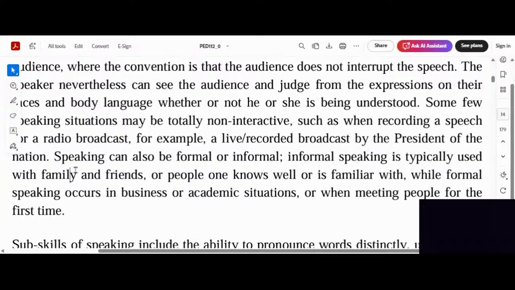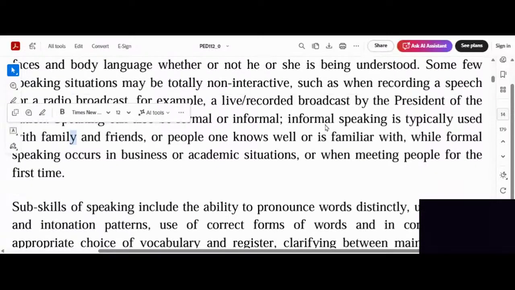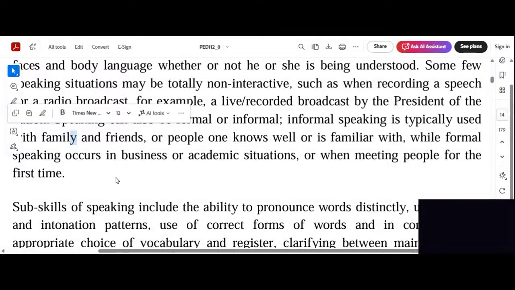Speaking can also be formal or informal. Informal speaking is typically used by members, friends, your peers, your gang, your group, or people one knows well or is familiar with. Well, this one is not something I think we should be dwelling much on. You know that already: formal setting is different from informal setting. Informal setting is the one you use with your close associates, while formal speaking occurs in business or academic situations, or when meeting people for the first time.